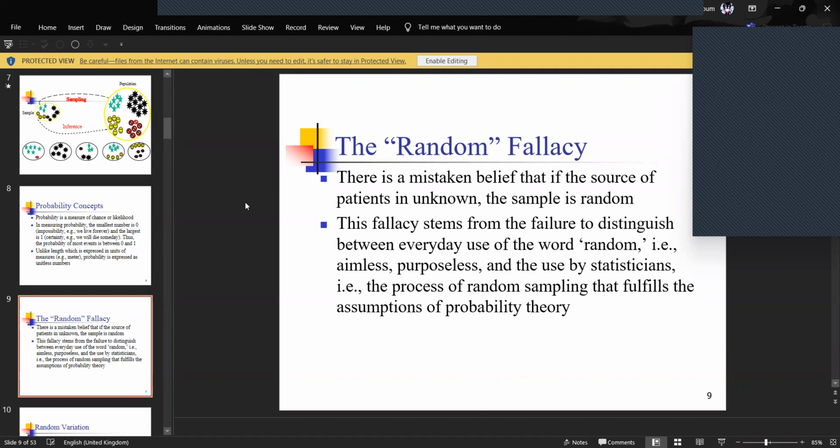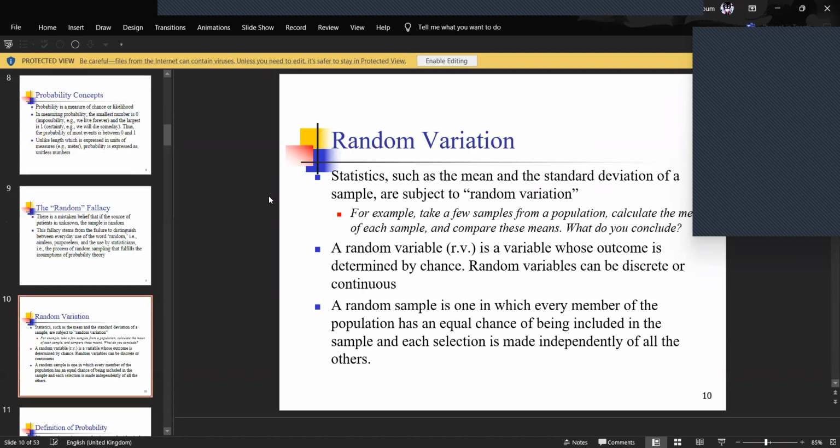But actually, taking a random sample is a very annoying and very rigorous process, and it's very systematic when you do it. Okay? And so when you're performing statistics, you can get random variation, which is because not all of your samples are the same.